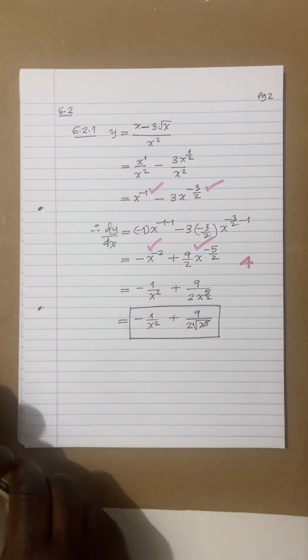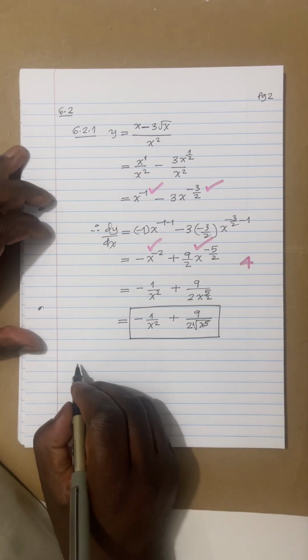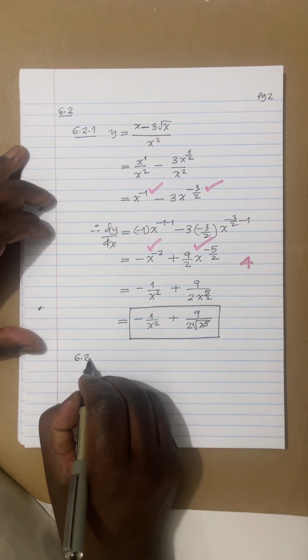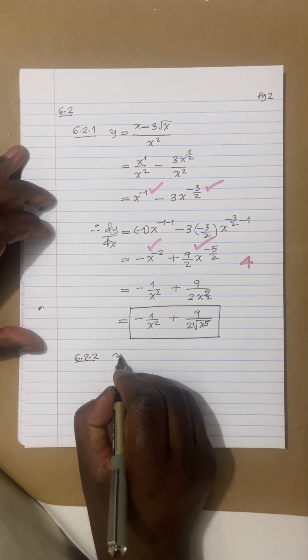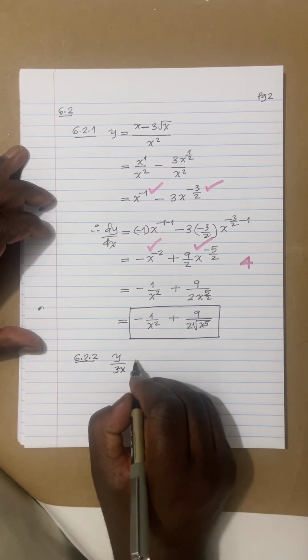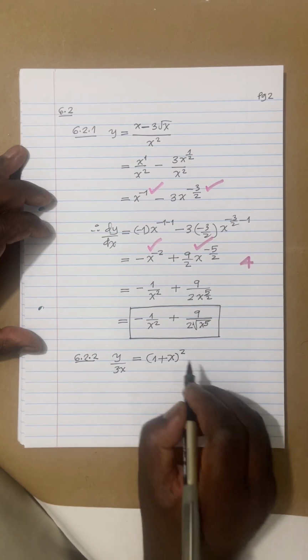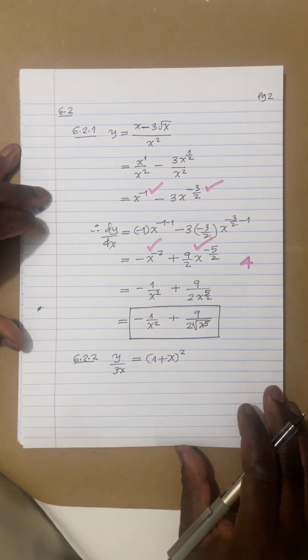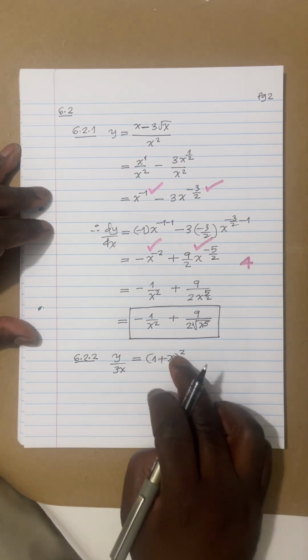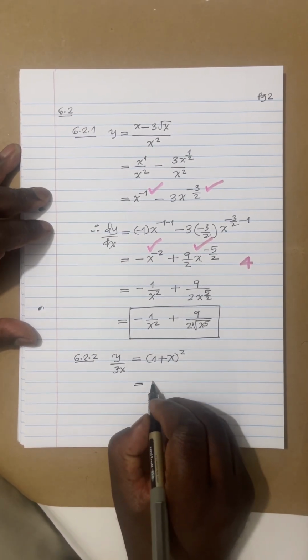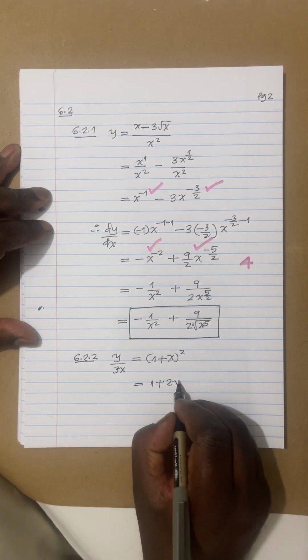So let me try to squeeze it in here. 6.2.2, what do we have? We have y over 3x is equal to (1 plus x) to the power 2. So the first thing we have to do here is to simplify or expand that. If you'll agree with me, it's going to be 1 plus 2x plus x squared.